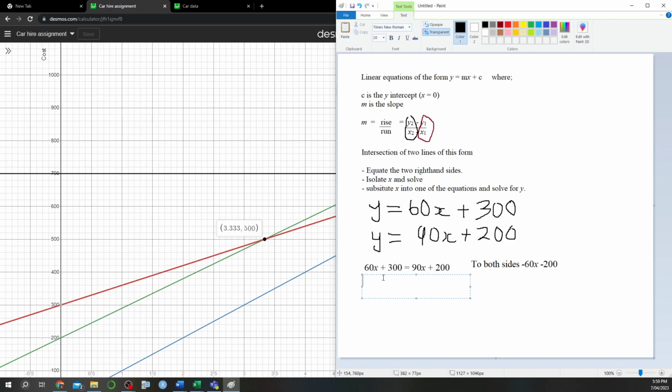Now, you can write it all out if you want to, so I will for this instance, but you're going to get kind of bored of me doing this forever. I'll even color code it for you. Minus 60x plus 300. But I'm also going to minus 200. All right, and that's going to equal 90x.